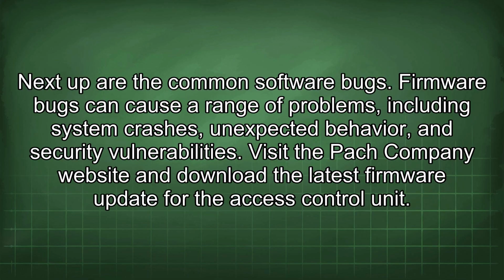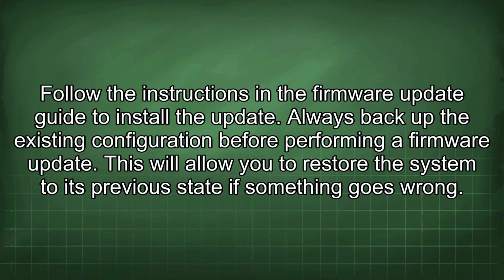Next up are the common software bugs. Firmware bugs can cause a range of problems, including system crashes, unexpected behavior, and security vulnerabilities. Visit the Pach Company website and download the latest firmware update for the access control unit. Follow the instructions in the firmware update guide to install the update. Always back up the existing configuration before performing a firmware update. This will allow you to restore the system to its previous state if something goes wrong.